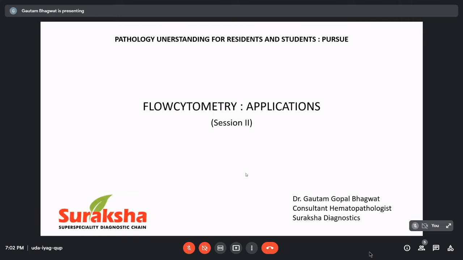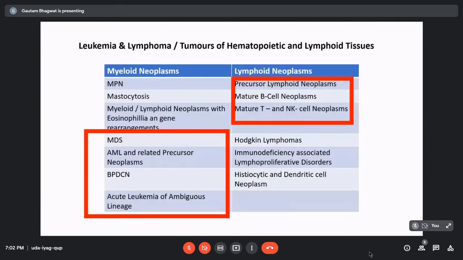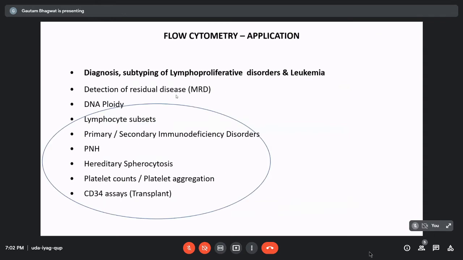So moving forward, this is my last in this series of flow cytometry. As I told last time, flow cytometry has a role in almost all these disease entities of myeloid and lymphoid neoplasms. In this talk, I would highlight the role of flow cytometry in various so-called benign disorders of the hematopoietic system. We will start with lymphocyte subset analysis, what it is and how it is used in various immunodeficiency disorders. Then a couple of RBC disorders in which we use flow cytometry, a bit on how flow cytometry is useful in platelet disorders, and another aspect which is very important in a stem cell transplant or bone marrow transplant setting, that is the CD34 assays.